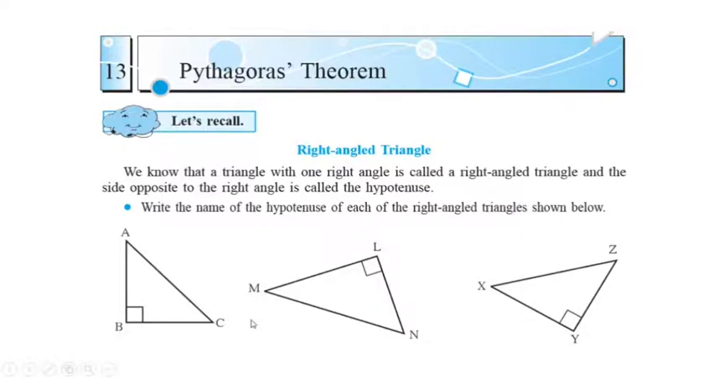Students, let us first start to study about a right angled triangle. A right angled triangle means in a triangle there should be at least one angle with angle 90 degree. In all these three triangles you can see that this angle is 90 degree. In this triangle this angle is 90 degree and here also this angle is 90 degree.